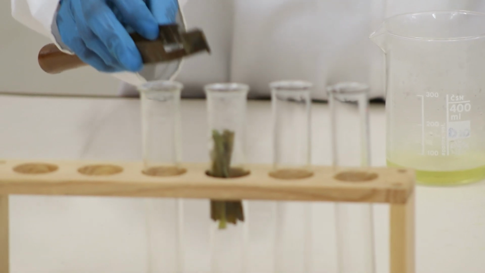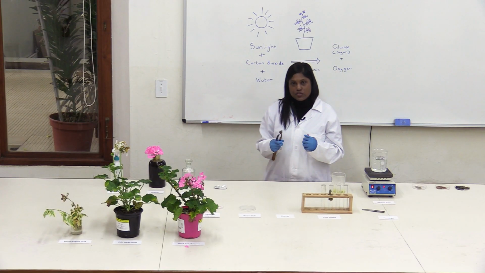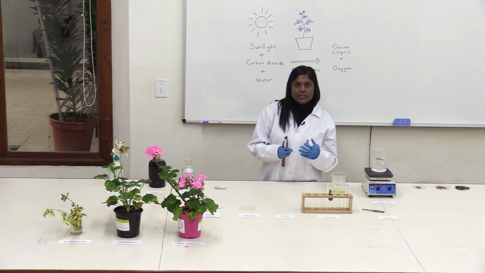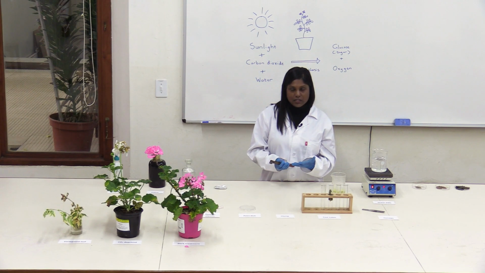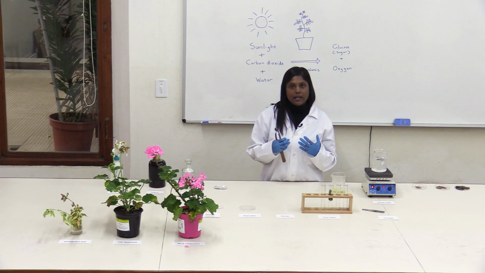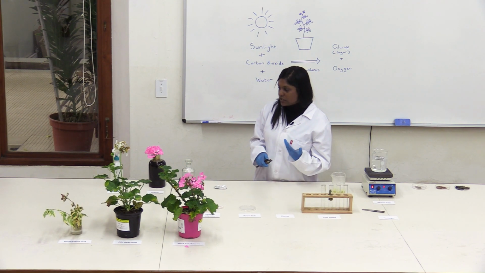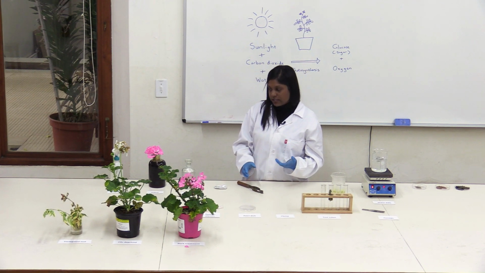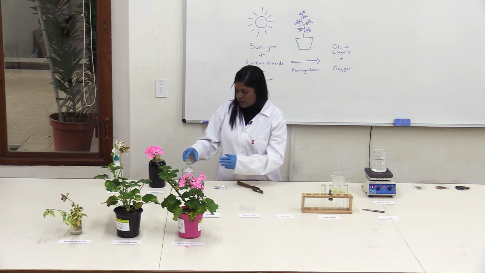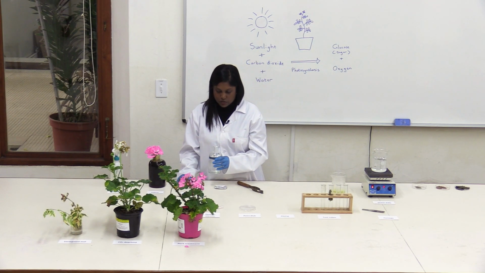The purpose of boiling the leaf now in ethanol is to extract the chlorophyll pigment. This is so that when we place the iodine solution on the leaf, we can better observe any color changes that will occur, because the chlorophyll pigment is dark and will prevent us from clearly observing those color changes.